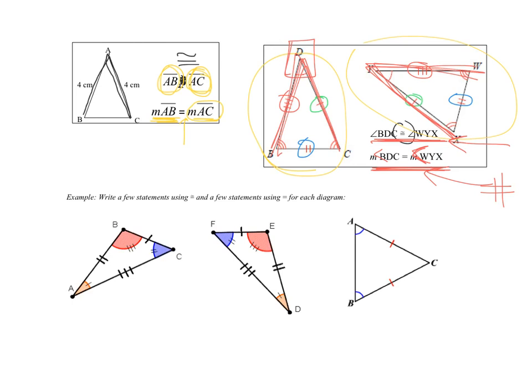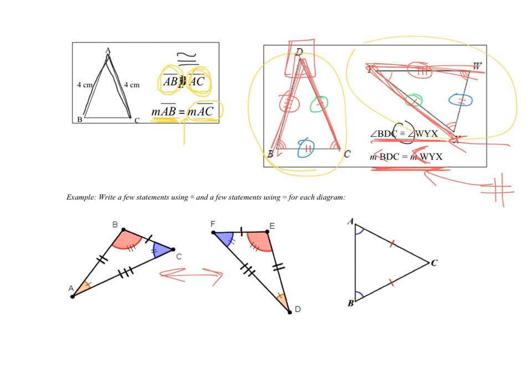So let's write a few statements down here using congruent and equal for each diagram. So in this first one, we've got these two are matched up. You can look at the different hash marks and angle marks in the pictures. So there's so many we could write. Let's maybe just write a couple for each one.